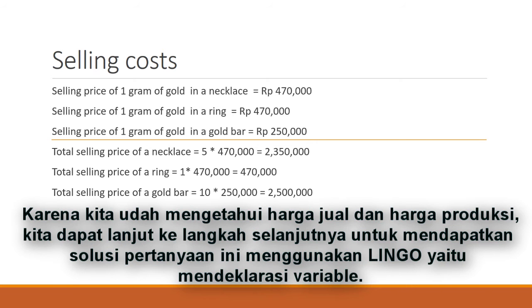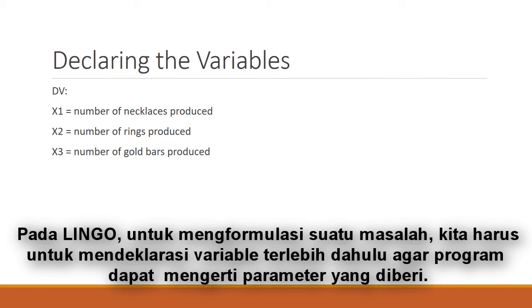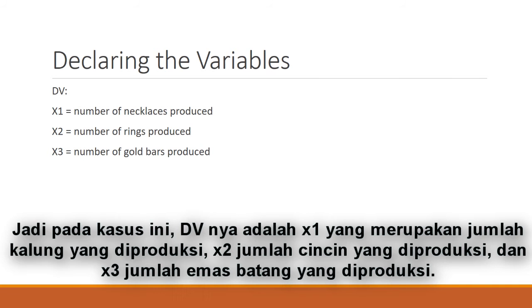So now that we have found out the total production cost and the selling cost, we can move on to the next step to solve this problem using Lingo, that is declaring the variables. In Lingo, to formulate a problem, we need to first declare the variables so that the program can understand the parameters that are given to it. In this case, the declaring variables for this problem are x1, the number of necklaces produced, x2, the number of rings produced, and x3, the number of gold bars produced.